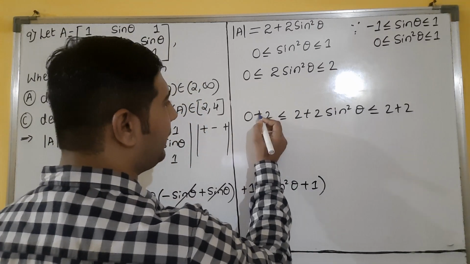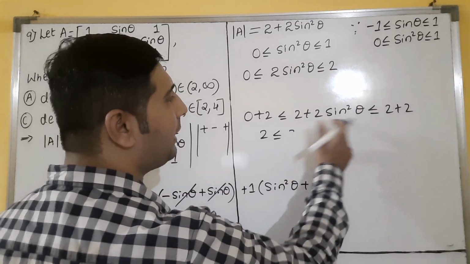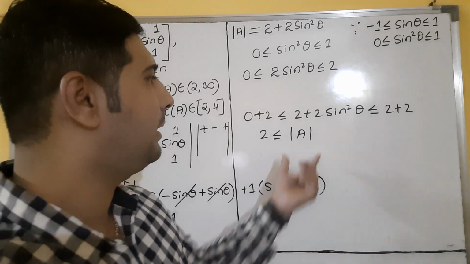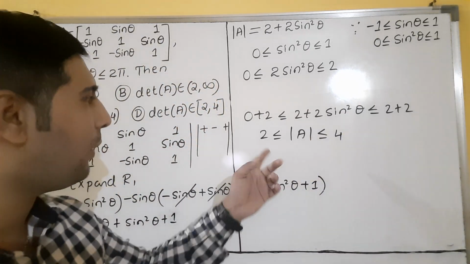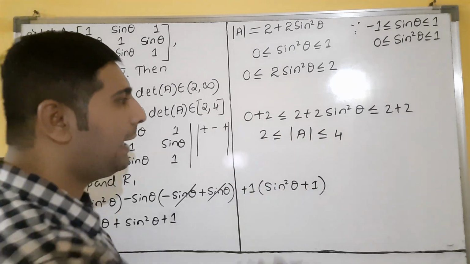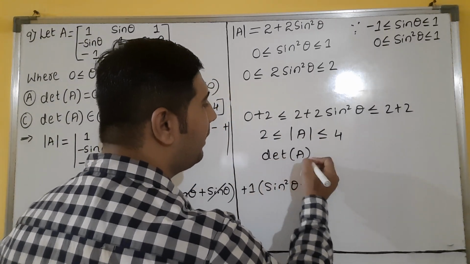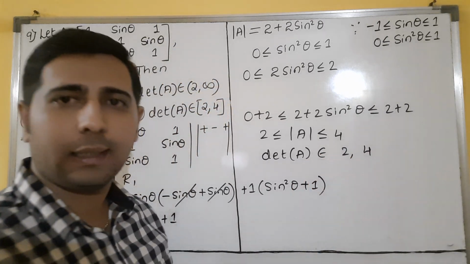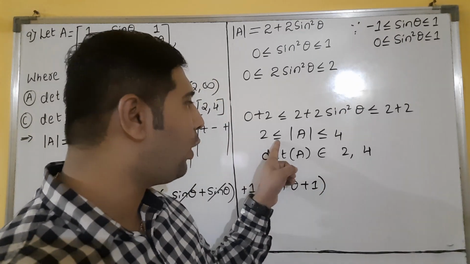See, 0 plus 2. This is plus. 0 plus 2 is 2. This is nothing but determinant A. Will you agree? This is nothing but determinant A or not? 2 plus 2 is how much? 4. Determinant A belongs to what? Plus 2 to plus 4. Determinant A belongs to plus 2 to plus 4. Correct? And now, closed or open? It is closed, dear students.